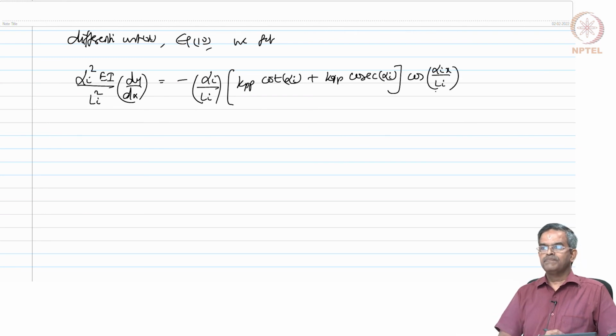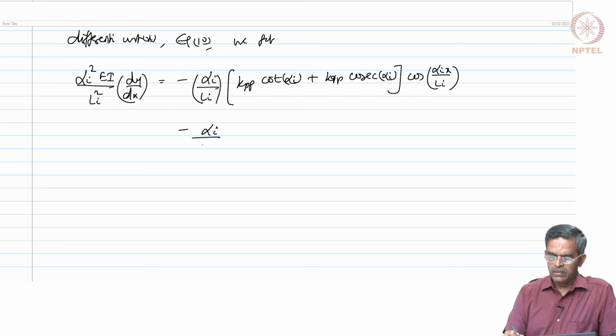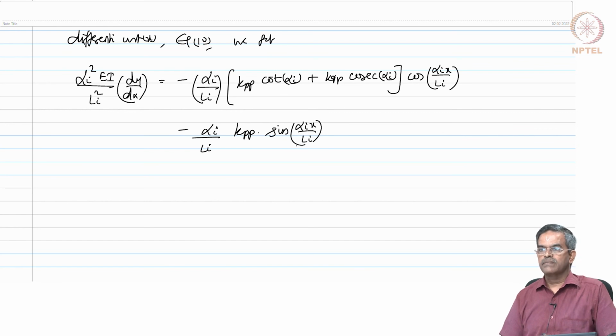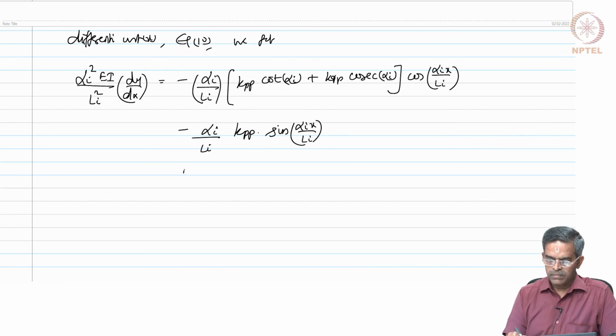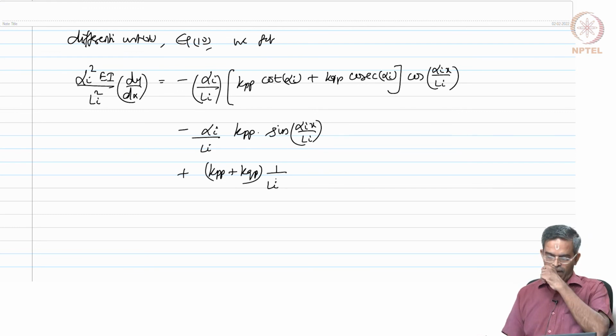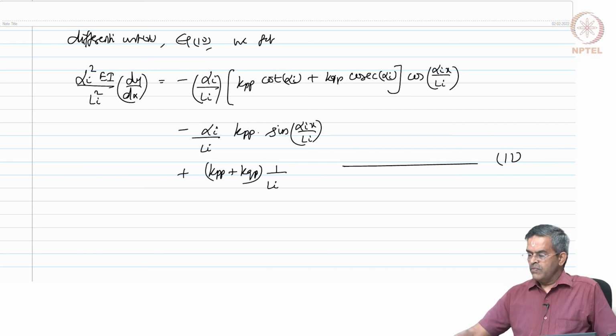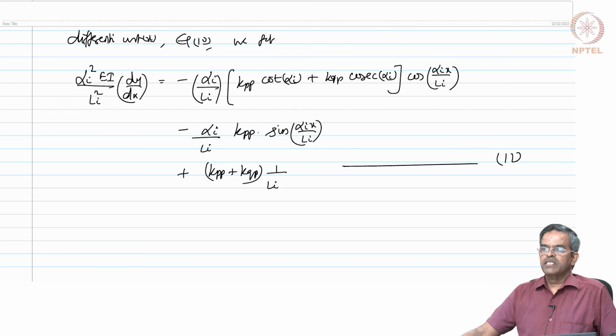That is the first term we get, minus alpha I by Li of KPP sin alpha I x by Li. That is the second term we get. We get one more term, which is KPP plus KQP into 1 by Li. Equation 11. So, we have two equations now for the displacement and for the slope, dy by dx the slope, isn't it?